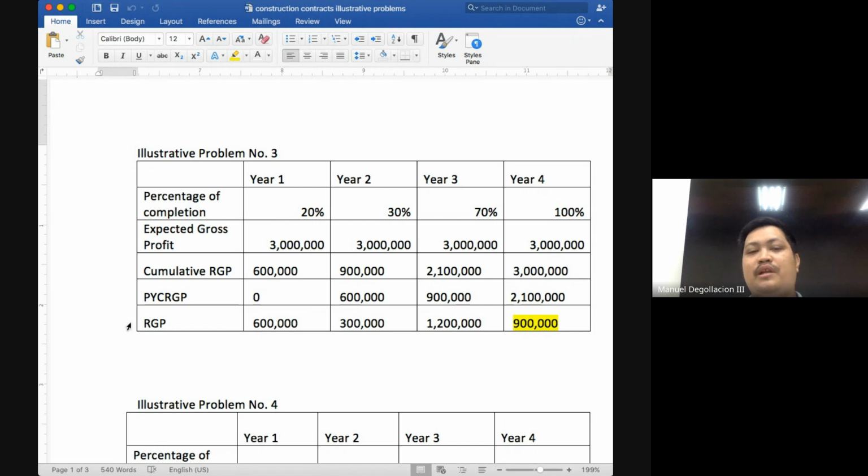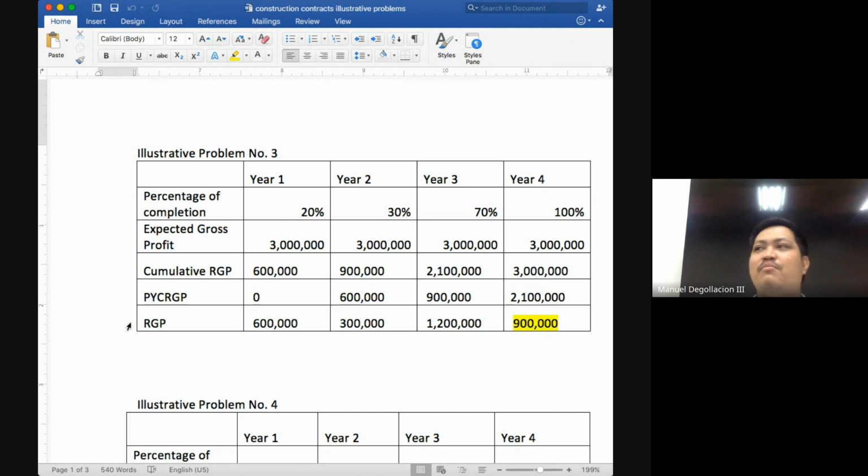How much have you reported in year 1? 600. How much have you reported in year 2? 300. All in all, how much have you previously reported? 900. Okay, so if you have earned 2,100,000 so far and you have already reported 900 profit so far, the additional profit you will have to record this year would be 1,200,000. That's 2,100,000 minus 900,000. Next, year 4, it's already complete.